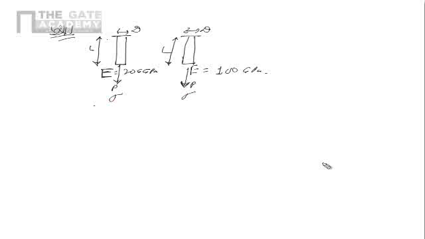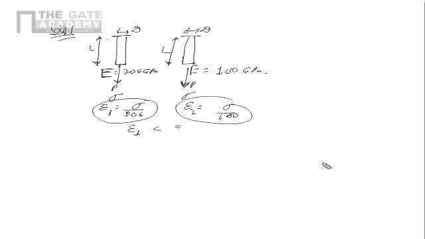Now because this E is more, the strain is equal to sigma upon 206 here, and let's say this is strain 1 and strain 2, so this strain is sigma upon 100. So this is lower than this. Epsilon 1 is lower than epsilon 2, and because the original lengths are equal, epsilon 1 into L is less than epsilon 2 into L, obviously. So the change in length of 1 is less than the change in length of 2.